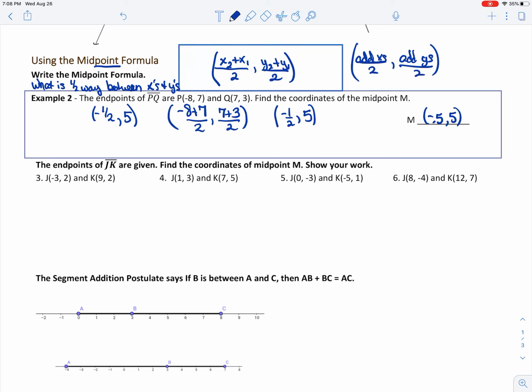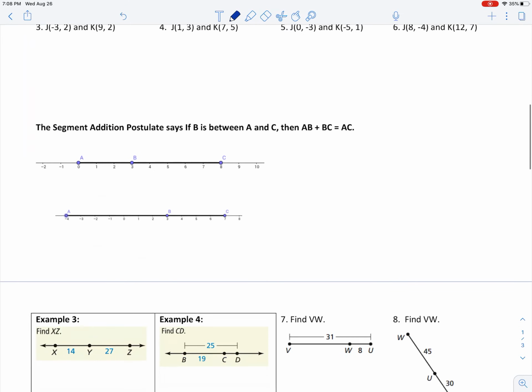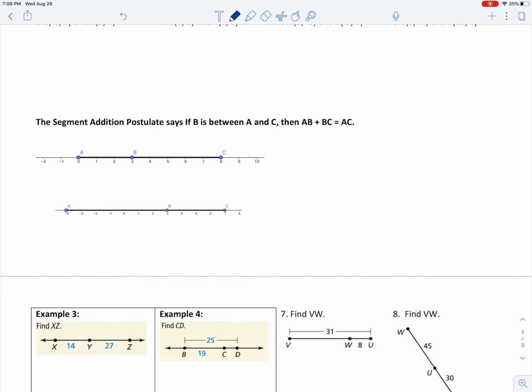So now you have 4 problems just like that to work on. I want you to do 4 midpoint problems and make sure you show your work somehow, whether you're drawing a number line so you can find halfway between those points, or whether you are adding the x's and dividing by 2 and adding the y's and dividing by 2. Our next portion talks about segment addition.